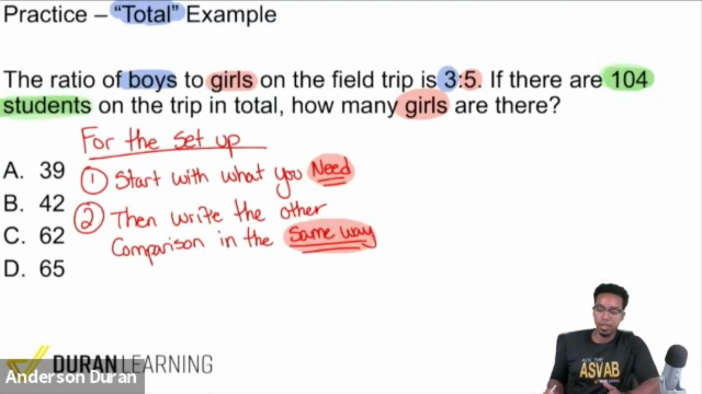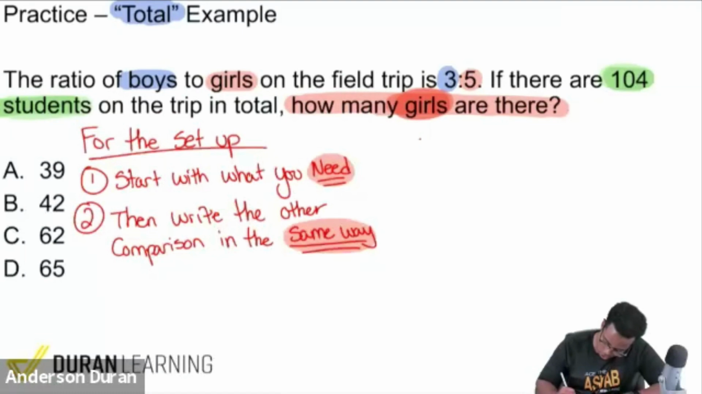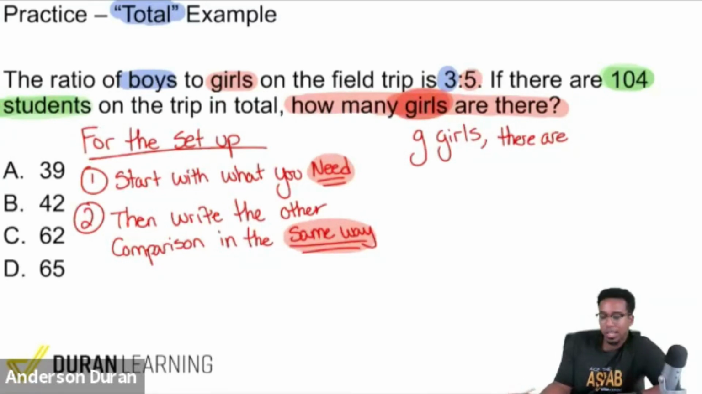So everybody, first off, what are we looking for? The total number of students, boys, girls, what are we looking for? Right, we're looking for girls. How many girls? Cool. So we're looking for G girls. And what did they give us? They tell us, hey, find G girls, but what did they attach to the number of girls?